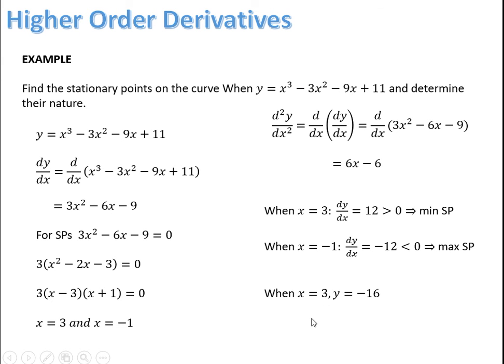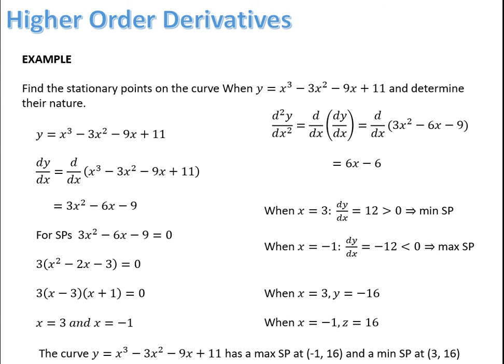So we've got a point when x equals 3, we substitute into that one, and we work out that y is minus 16, and when x equals minus 1, y equals 16, and then it's just a case of nice and clearly writing your answer. So the curve y equals x cubed minus 3x squared minus 9x plus 11 has a maximum stationary point at minus 1, 16, and a minimum stationary point at 3, 16. There's a minus missing there. That should be minus 16.